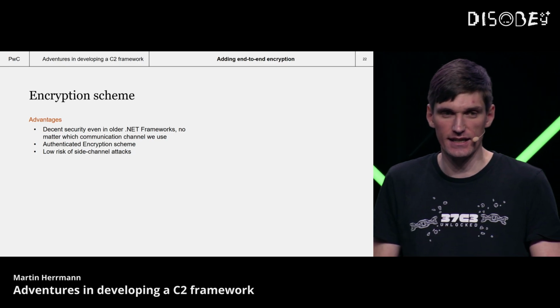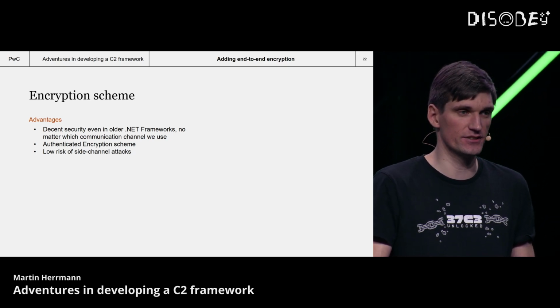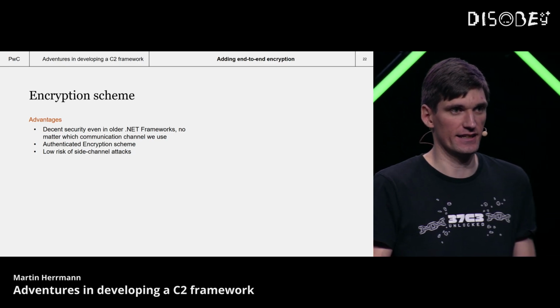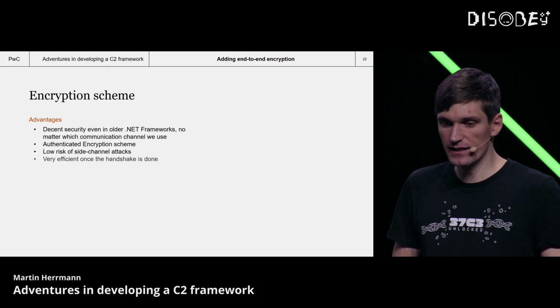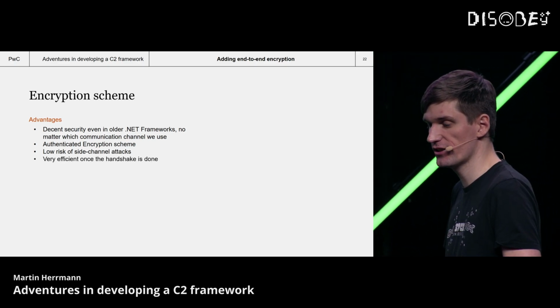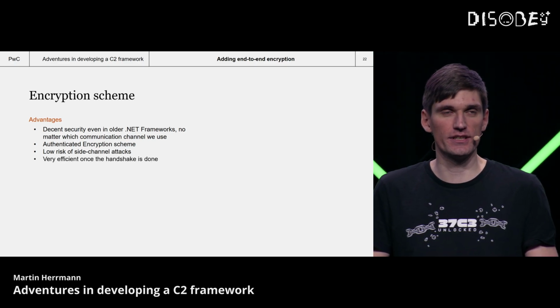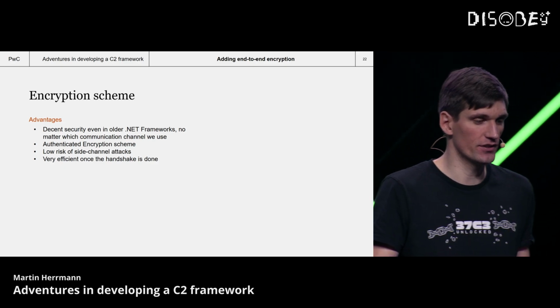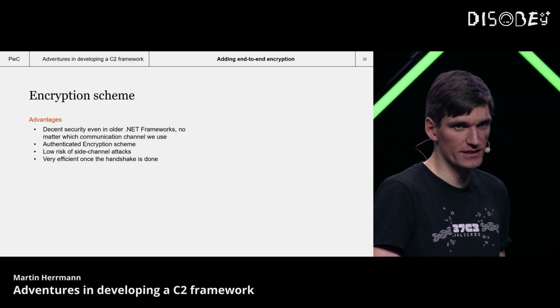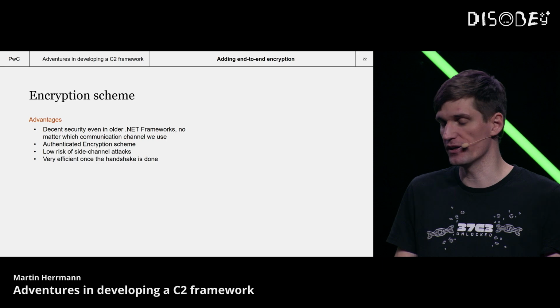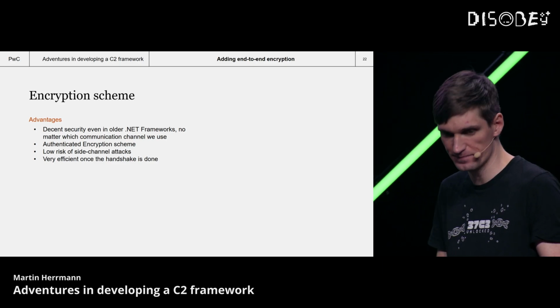I know that in AES it's very, very easy to accidentally implement side channel attacks. And yeah, also ChaCha20 is incredibly efficient, even if you implement it only in software, which we have here. So that makes it very efficient and not very resource hungry once the handshake is done.